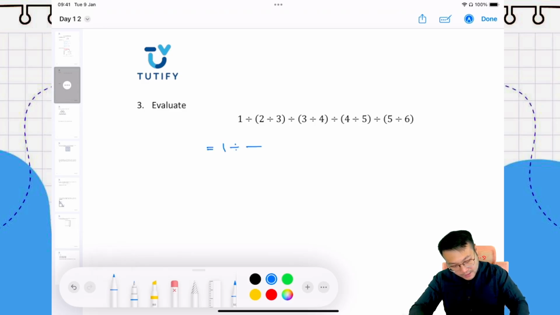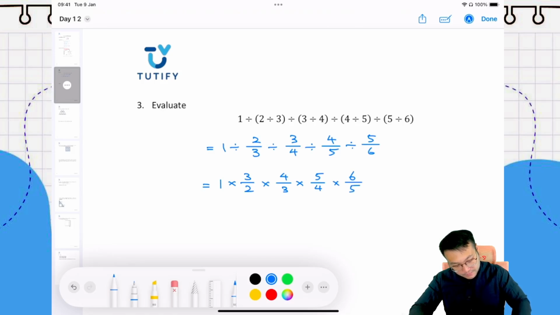1 divided by 2/3 divided by 3/4 divided by 4/5 divided by 5/6. Okay, so now we have everything written down as a fraction, but don't forget to keep, flip, and change. So you keep this, you flip this upside down, and you change it to a multiplication. So you keep on doing this for all the fractions. Okay, you must use KFC. As long as there's a division, you have to keep, flip, and change.